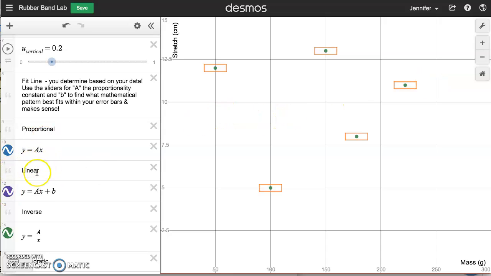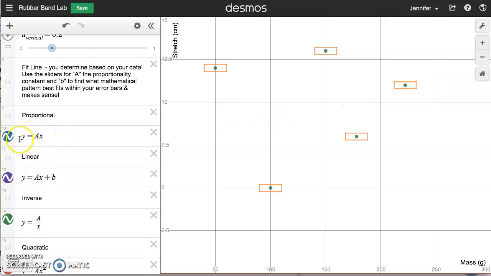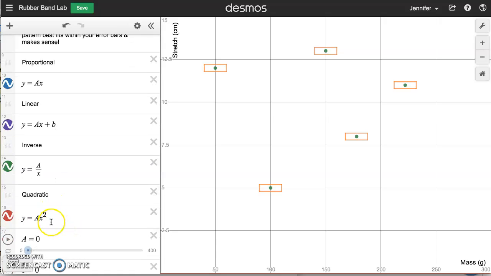But what I have for you here are the different mathematical fits. So we have proportional, which is y equals ax. A is a proportionality constant. Linear, which you're probably familiar with from math class, is y equals mx plus b, but I'm using, again, a instead of our traditional m for the slope, because it's a proportionality constant that can exist in many different mathematical fits. We have an inverse relationship here, which is y equals a over x. And we have a quadratic, which again, you'll probably recall from math class here.